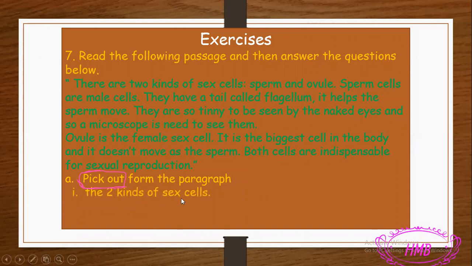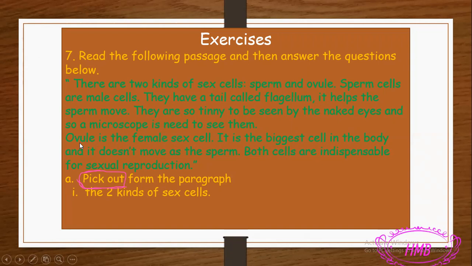The two kinds of sex cells. Let's read the question, the paragraph to answer. There are two kinds of sex cells, sperm and ovule. Sperm cells are male cells. They have a tail called flagellum. It helps the sperm move. They are so tiny to be seen by the naked eyes, and so a microscope is needed to see them. Of course we are still talking about the sperm.